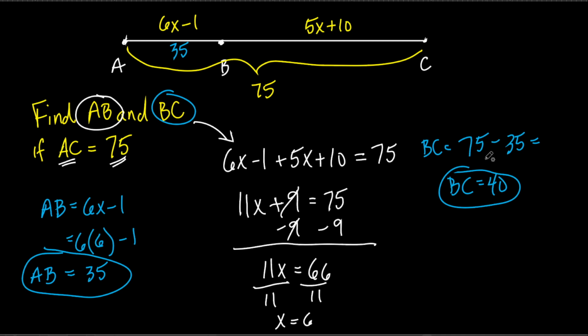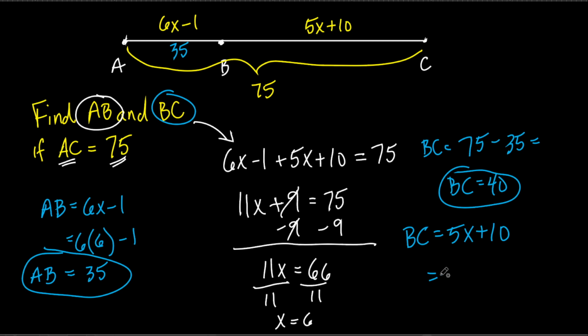All right. There's another way you could have found it as well. That's definitely the easiest way. If it was me, I would do it that way, okay? But I'm going to show you another way. You could also find BC by plugging that x into this stuff right here. So that 5x plus 10. Let's take that x, which is 6, and put it in. And let's just see if we get the same answer.